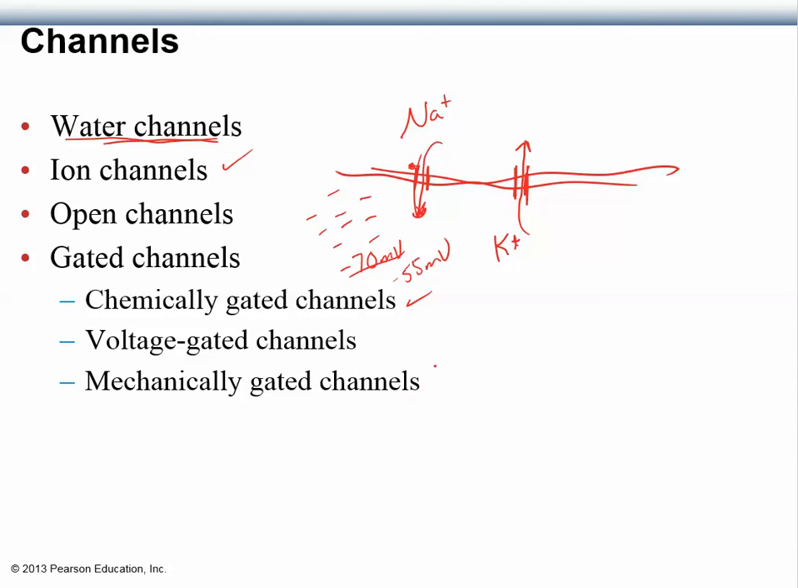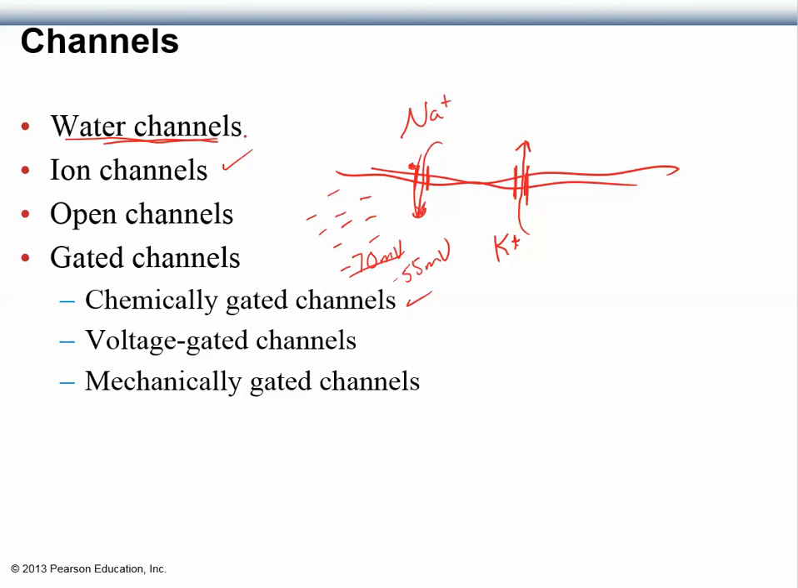And then mechanically gated. We see that when we touch something, our tactile senses, our sense of touch, is something moving. Even our hearing is mechanically gated channels. When something moves, it may open a channel and it may let something move across. So that's what channels are.